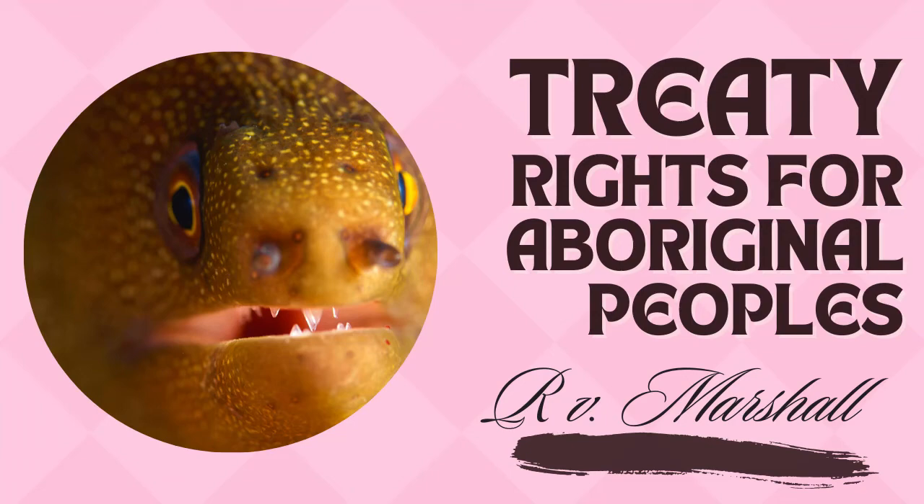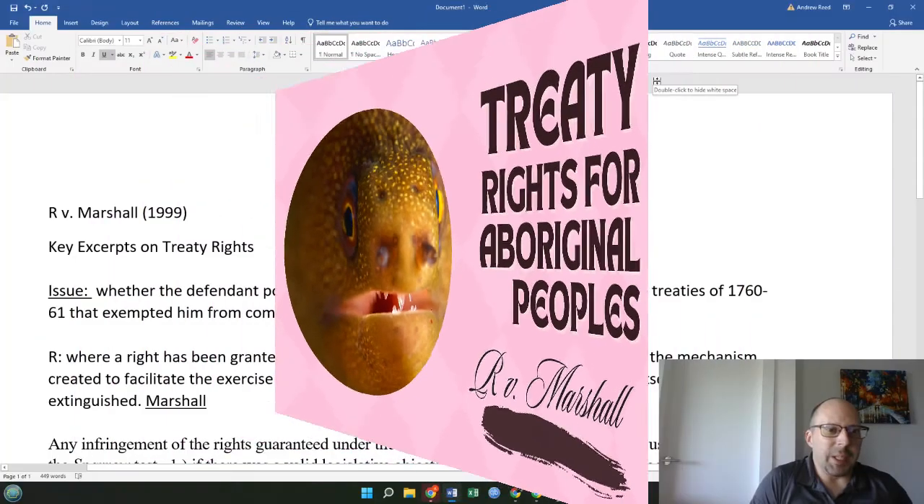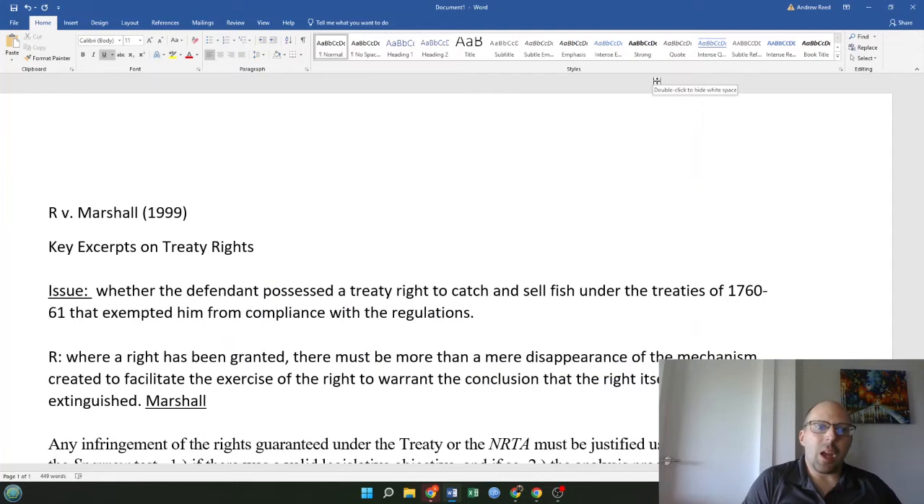Okay, let's take a look at R.V. Marshall from 1999. This is a case on the treaty rights of the Mi'kmaq people, and the issue in this case is whether the defendant possessed a treaty right to catch and sell fish under the treaties of 1760-61 that exempted him from compliance with the regulations.